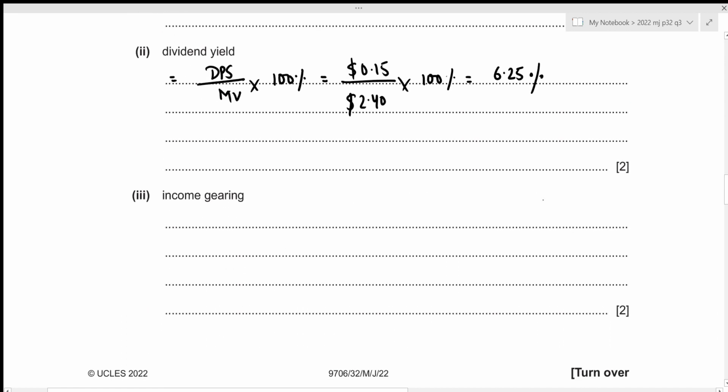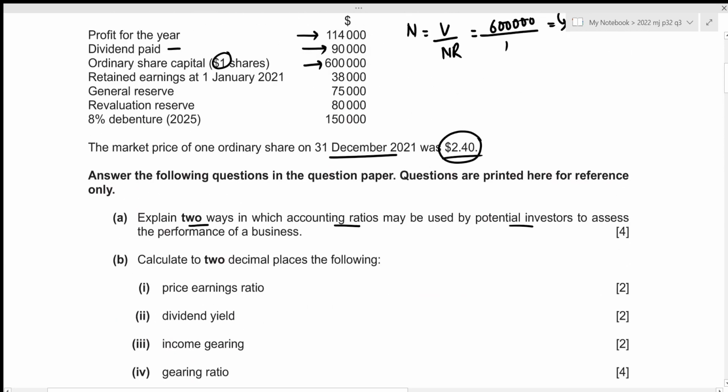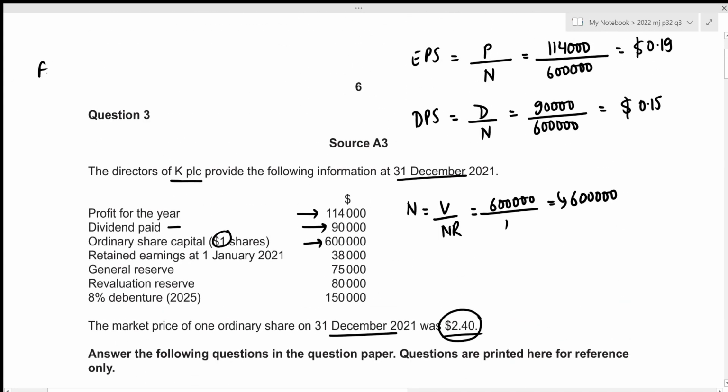Now for the next part, we need to calculate our income gearing. Remember that income gearing is just going to be all of our finance charges divided by the profit from operations times 100%. Okay, let's have a look above in order to figure out our finance charge. The finance charge in this case will just be the interest on debenture. Let's figure that out. We start with the amount of our debenture, which is given to be 150,000, and then multiply it with our rate of debenture, which is 8%. This gives the debenture interest to be 12,000.